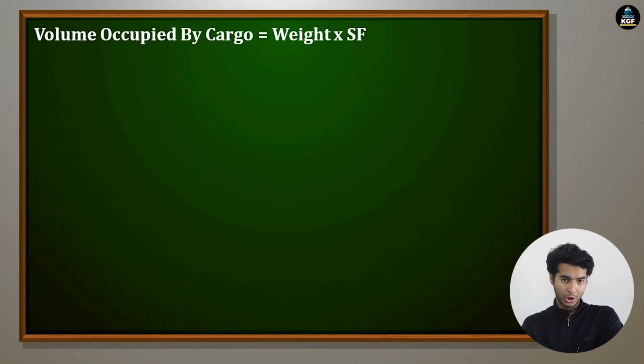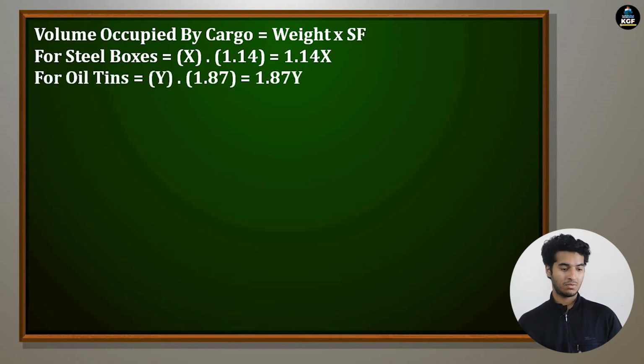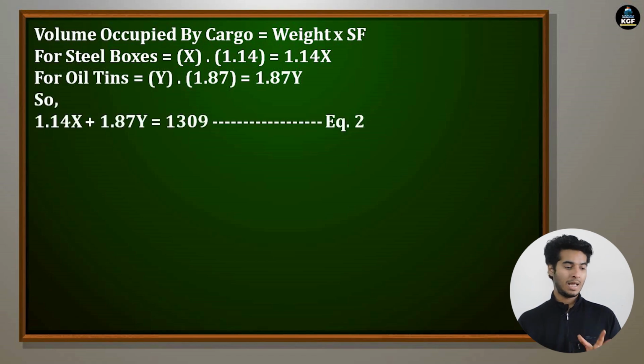Okay. Volume occupied by cargo. So whenever we have to find the volume which is occupied by the cargo, we have to multiply the weight by the stowage factor. So for steel boxes we don't know how much is the weight that we are going to load. So for steel boxes, X will be the weight that we have assumed. So X multiplied by 1.14, which is equal to 1.14x. Same for the oil tins, which will be equal to 1.87y. Now 1.14x plus 1.87y will be 1309. This is going to be our second equation.